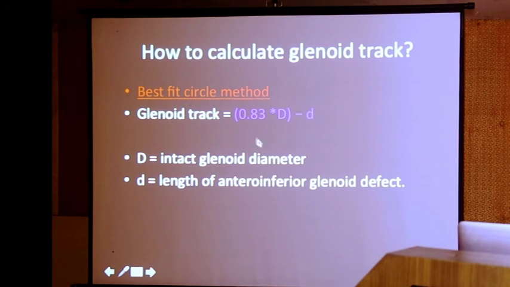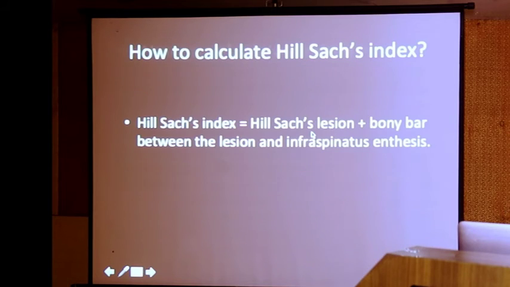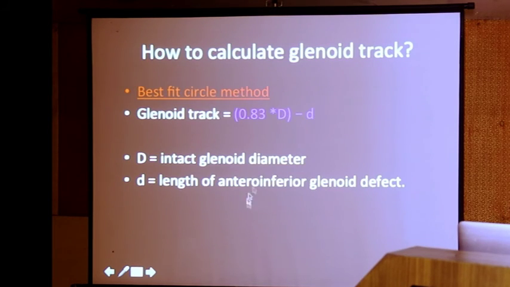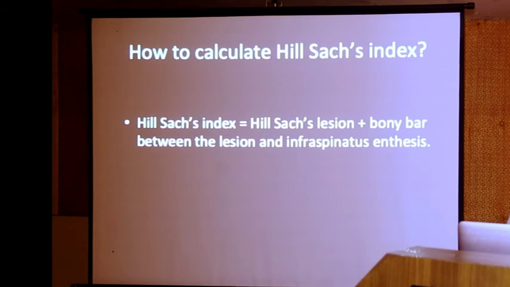Just put it in this formula, where the capital D is the diameter of the circle, which is the normal glenoid it should have been. The small d is the amount of glenoid loss in length, or the transverse dimension of the glenoid loss. So this is how you calculate the glenoid track. Now it has been postulated that 83% of the diameter of the glenoid is what is actually supporting the humeral head at any given point in time. That is why it is not the entire diameter, but only 0.83, or 83%, of the diameter.